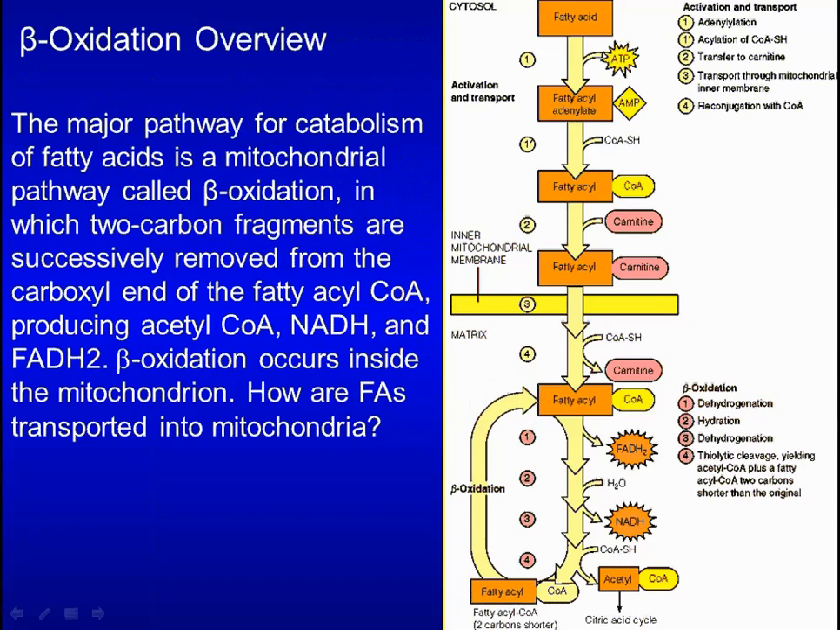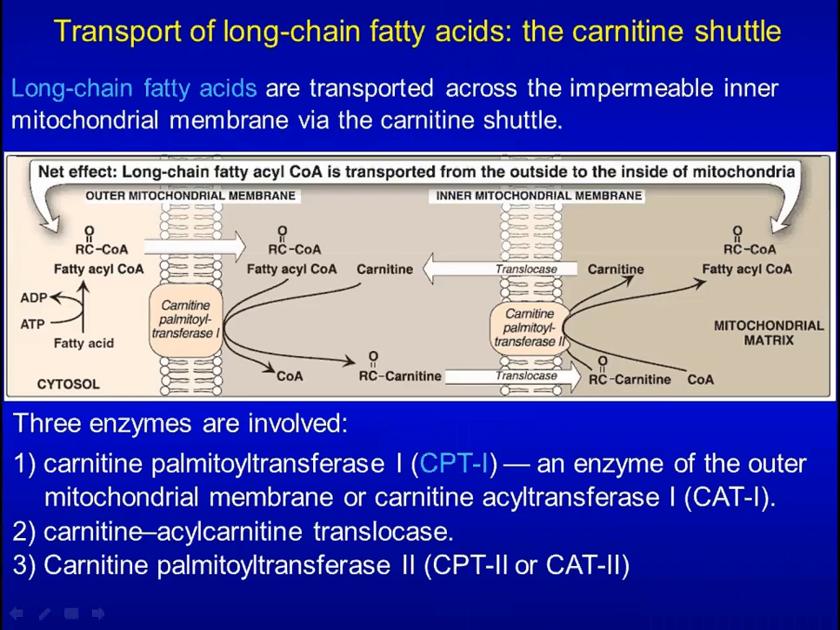First task is to move fatty acids from the cytoplasm to the mitochondria. Short-chain and medium-chain fatty acids can cross the mitochondrial membranes easily. The big challenge we face is how long-chain fatty acids cross the inner mitochondrial membrane. Long-chain fatty acids are transported across the impermeable inner mitochondrial membrane via the carnitine shuttle.